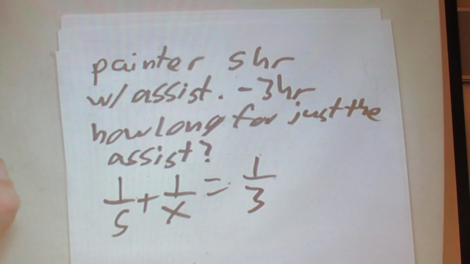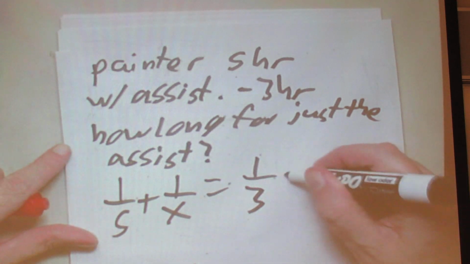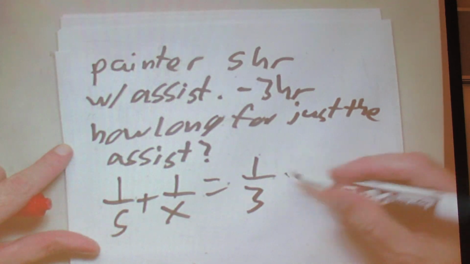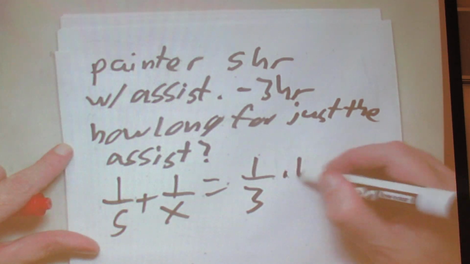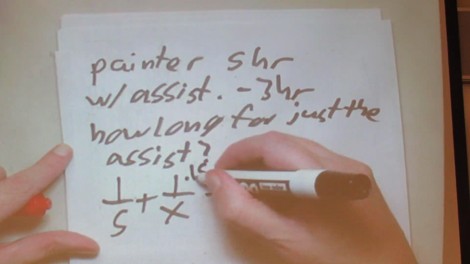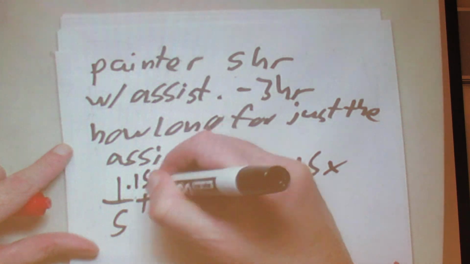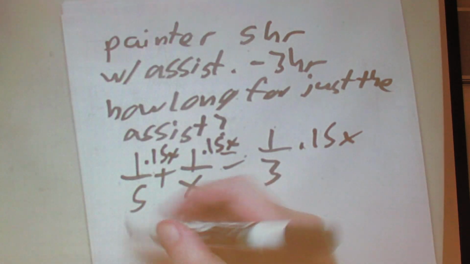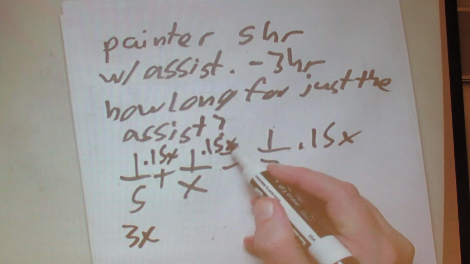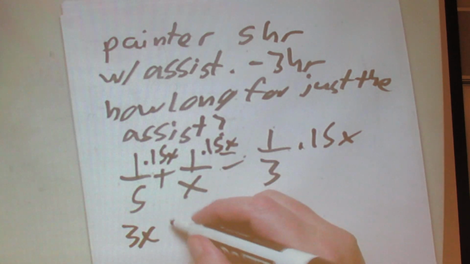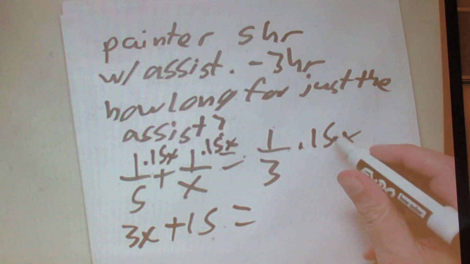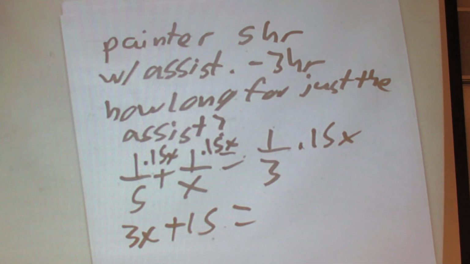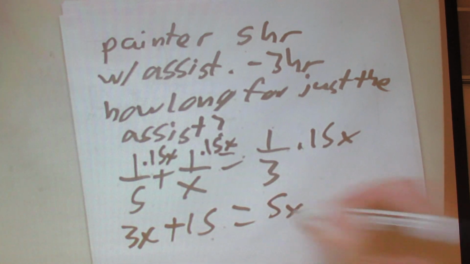So now we're going to multiply this. The least common denominator is 15x, so times 15x, times 15x, times 15x. 15x divided by 5 is 3x. 15x divided by x is 15. And 15x divided by 3 is 5x.